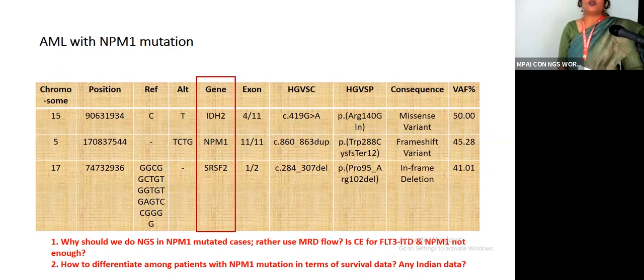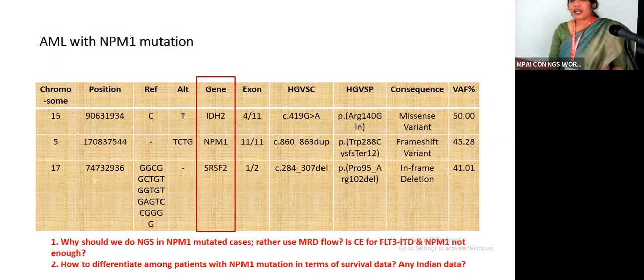Okay, so now you have understood why we should do NGS in NPM1 mutated cases, because obviously it will not help in the classification, but it will definitely help you in prognostic risk stratification of your case according to the ELN guideline. And FLT3-ITD alone is not enough, maybe, because you can look at these mutations there.